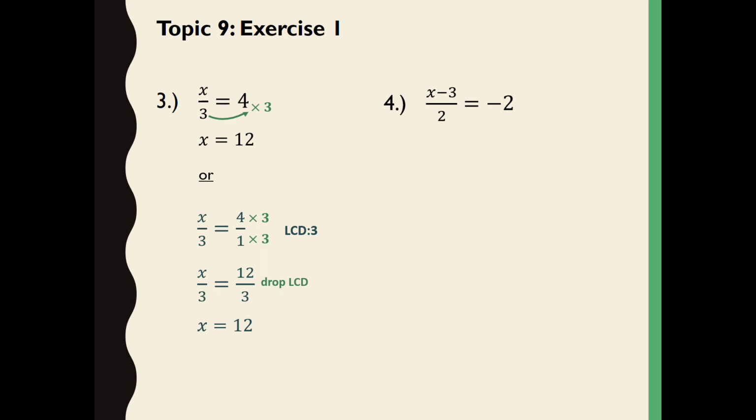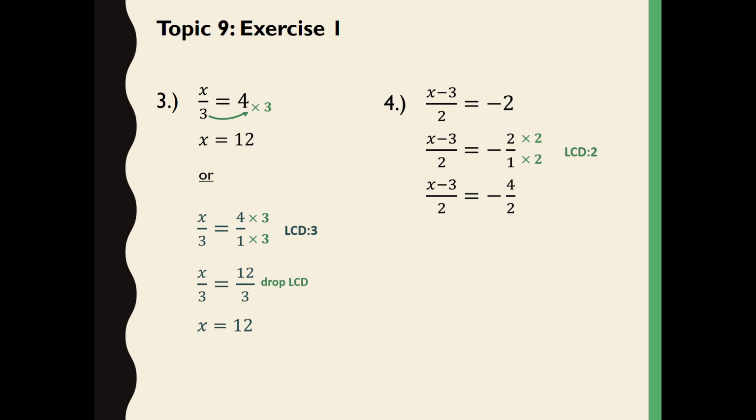Alright, number 4, I need to find my LCD, which is 2. This negative 2 over here, I've just put it over 1 because I know that I can write that over 1. So this left-hand fraction is already over 2, so I just need to make the right-hand fraction over 2, so I'm going to multiply both of those by 2. Whatever you do to the denominator, you do to the numerator. So if I multiply those both by 2, I'm going to get 4 over 2.